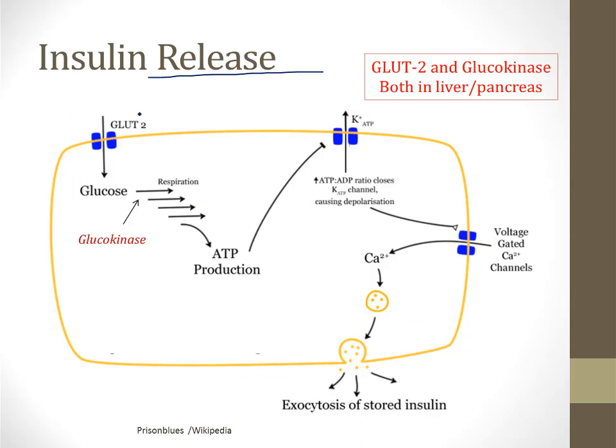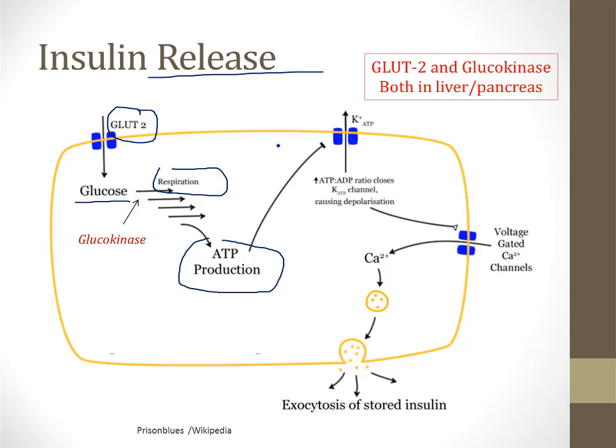Beta cells of the pancreas have transporters for glucose called GLUT2 transporters in their membrane, and these transporters will take up glucose and bring it into the cell whenever it's available. Once glucose is inside the cell, it will be metabolized by glycolysis and aerobic respiration, and it will produce ATP. The more glucose that's available, the more ATP that will be produced.